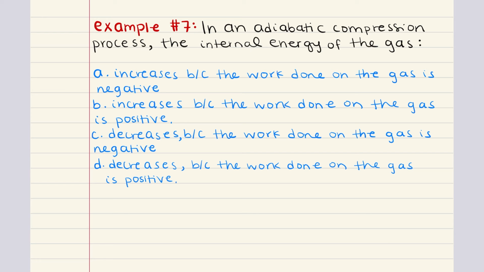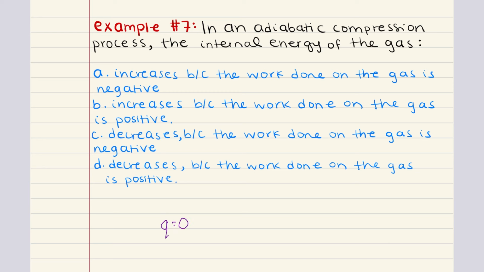The first thing we want to understand is what is an adiabatic process. An adiabatic process is one in which no heat is exchanged between the system and its surroundings. This means that all of the energy transferred to or from the gas comes in the form of work. So again, for an adiabatic process, heat is equal to 0.